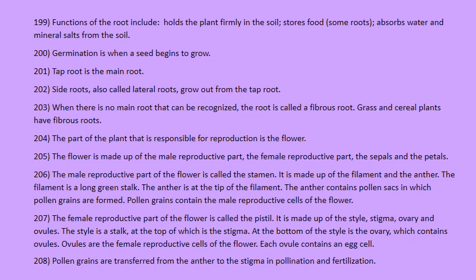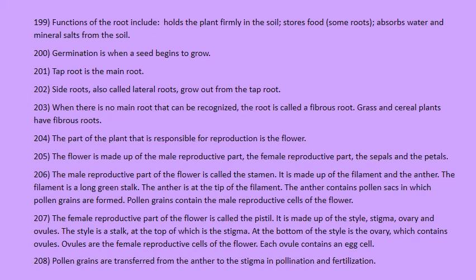The flower is made up of the male reproductive part, the female reproductive part, the sepals, and the petals. The male reproductive part of the flower is called the stamen. It is made up of the filament and the anther.